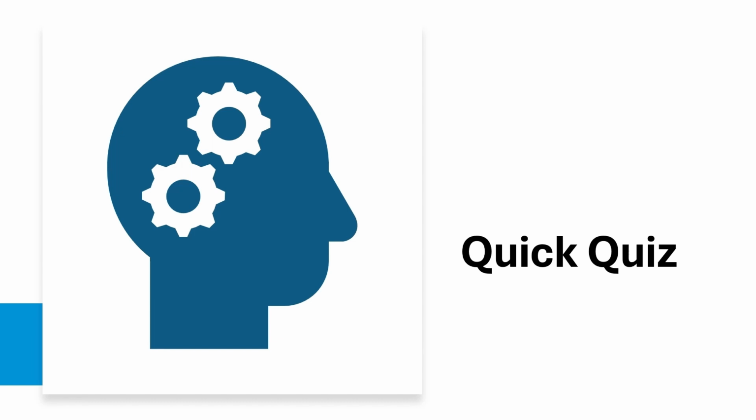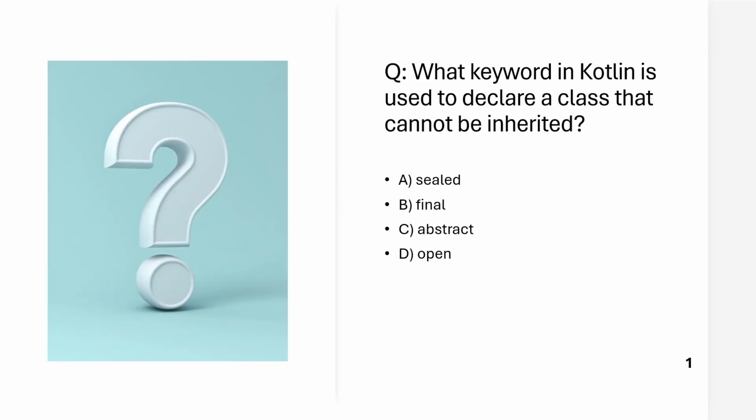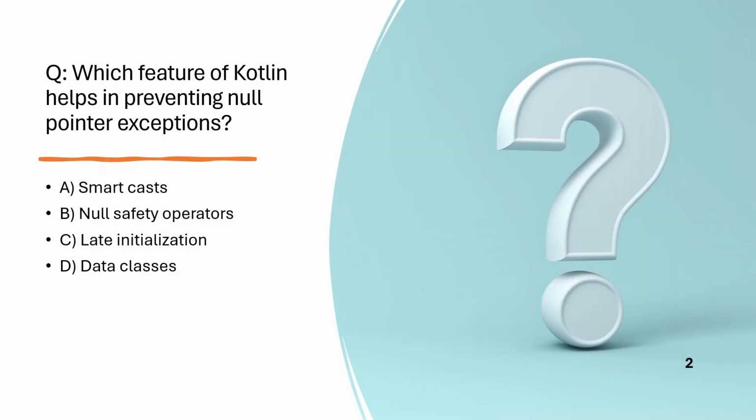Let's jump in. We have the first question: what keyword in Kotlin is used to declare a class that cannot be inherited? And of course the correct answer is final. Next question is which feature of Kotlin helps in preventing null pointer exceptions? Of course the answer is null safety operators.